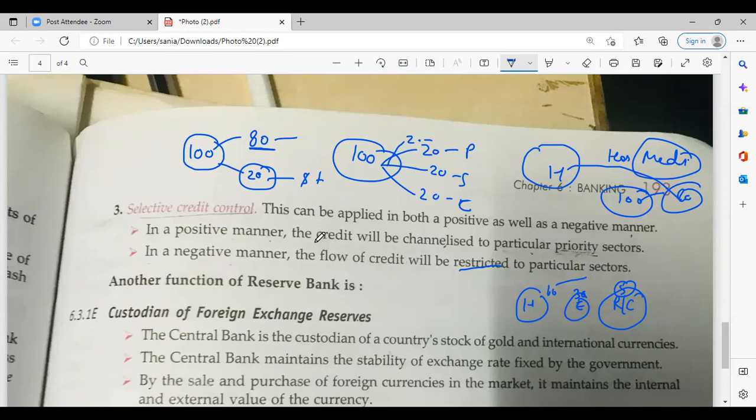Credit is basically the loan. So if the health sector is asking for a loan, the bank will give it, because that was the need of the hour. But if the club and restaurant industry came to the bank and asked for a loan, they would say no, we won't be giving you a loan, because we have many other things to look for. I hope this is clear, everyone.